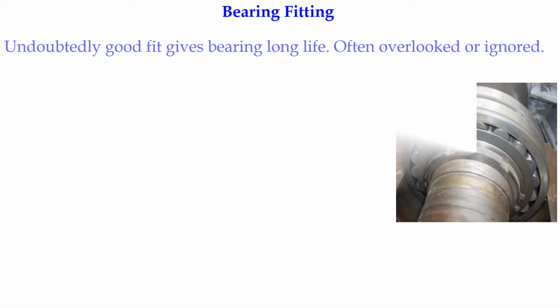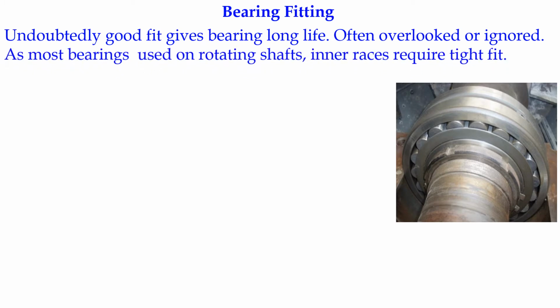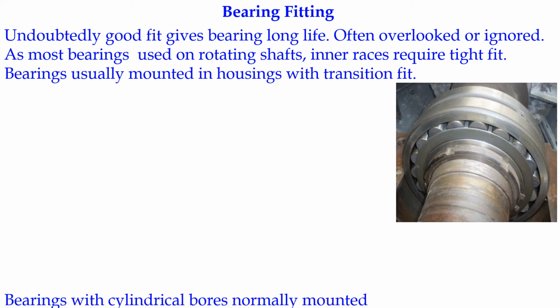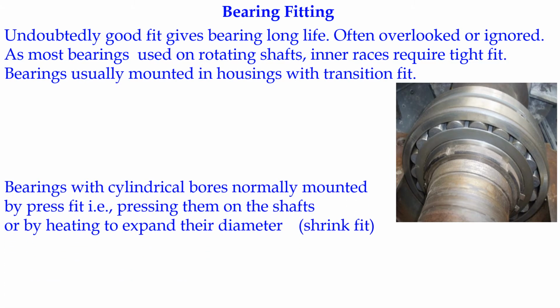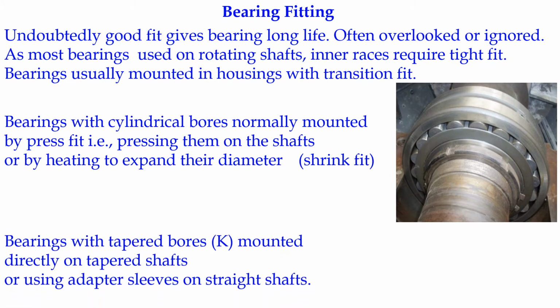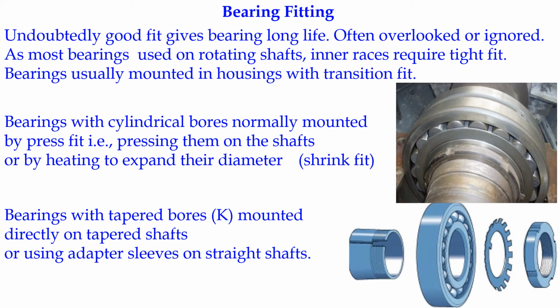Undoubtedly, a good fit gives the bearing a long life, but it is often overlooked or ignored. As most bearings are used on rotating shafts, inner races require a tight fit. Bearings are usually mounted in housings with a transition fit. Bearings with cylindrical bores are normally mounted by press fit on the shafts. Sometimes they are heated to expand their diameter for a shrink fit. Bearings with tapered bores, with suffix K, are mounted directly on taper shafts. Most commonly, they are fixed using taper sleeves on straight shafts.